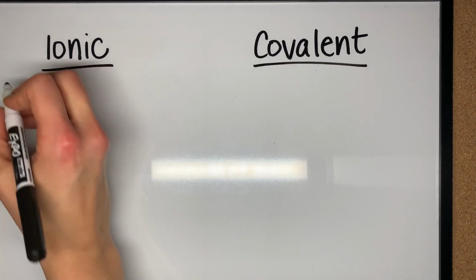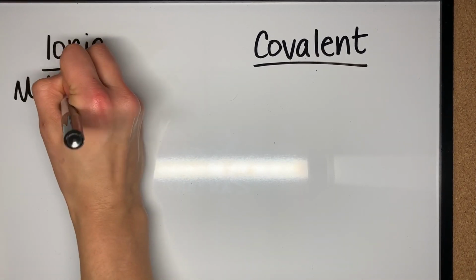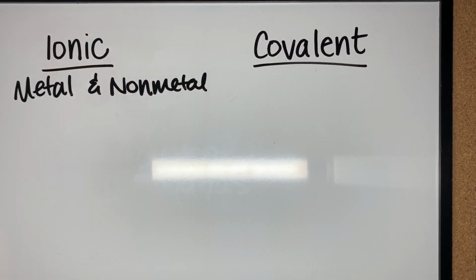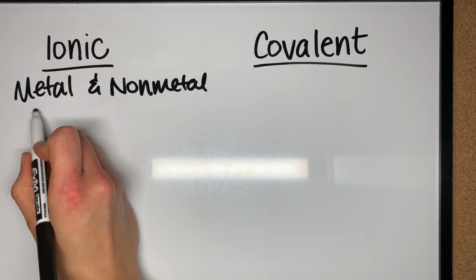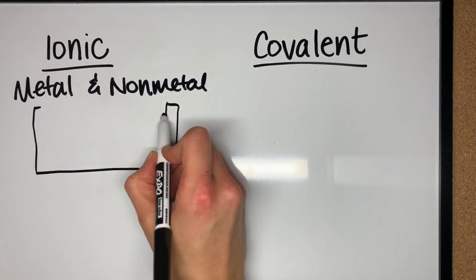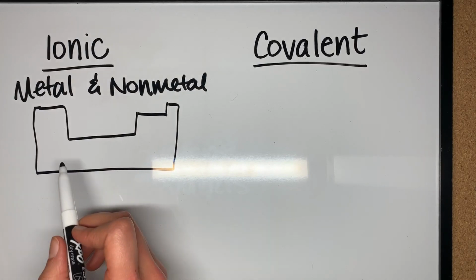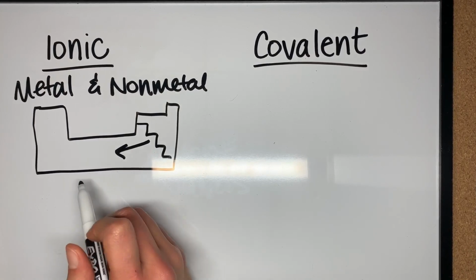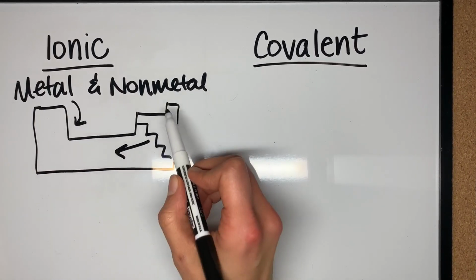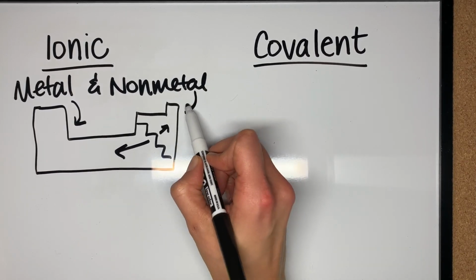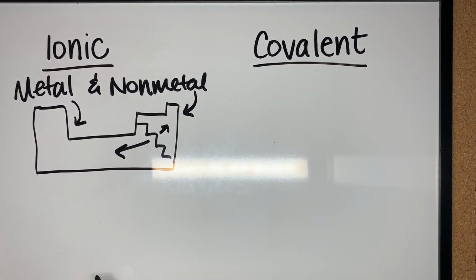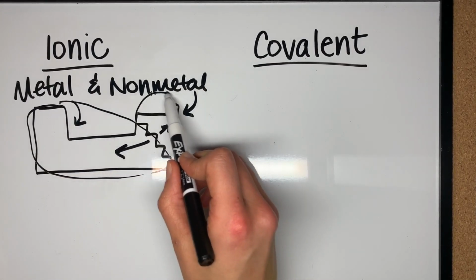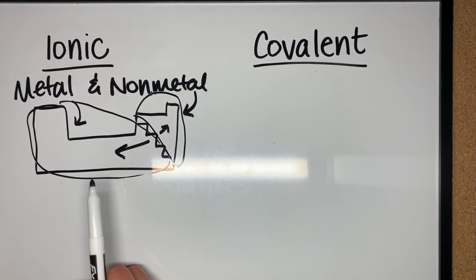An ionic compound is made up of a metal and a nonmetal. Remember metals, if you remember the periodic table, that's terribly drawn. We have the staircase. Anything to the left of that staircase is going to be a metal, and anything to the right of that staircase is going to be a nonmetal. So it's going to be an element from this region of the periodic table bonded to an element in this region of the periodic table.